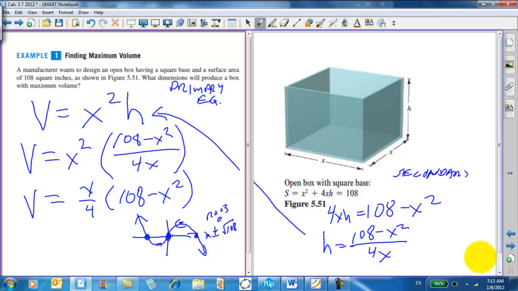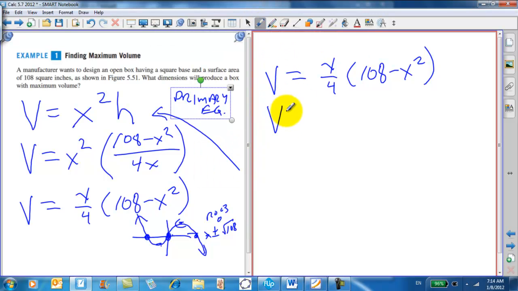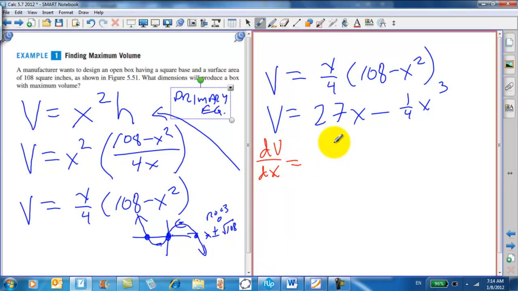So we're going to take this volume equation now. Sorry. Pin this down. Let's distribute first. Volume equals x over 4 times 108, so that's 54. It's 27x minus 1/4 x cubed. And now we take the derivative, key step. The derivative with respect to x on both sides, so we get 27 minus 3/4 x squared. And we set that equal to 0.